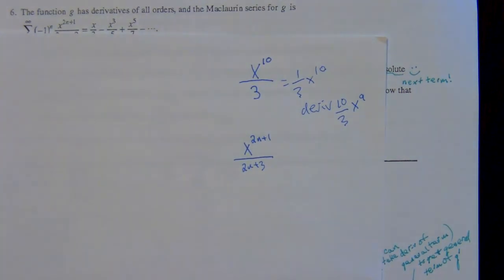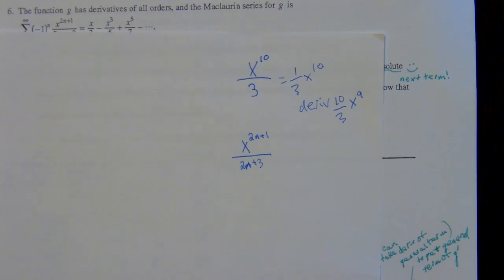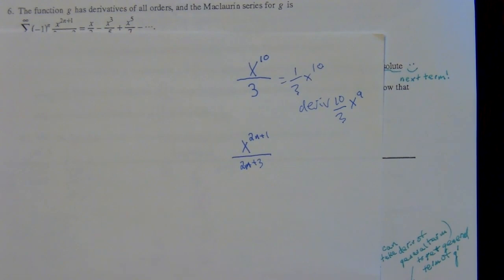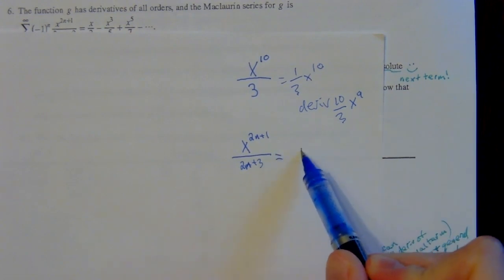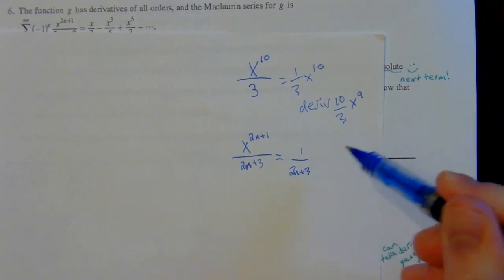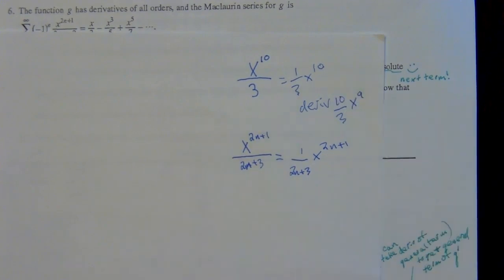It just looks worse than it actually is because it has all these letters in there, but the n's are just numbers. This is just x to a power, and this is just some number on the bottom. So technically you could rewrite this as 1 over 2n plus 3. That's like a 1/3 up there. x to the 2n plus 1. That's like our x to the 10th up there.